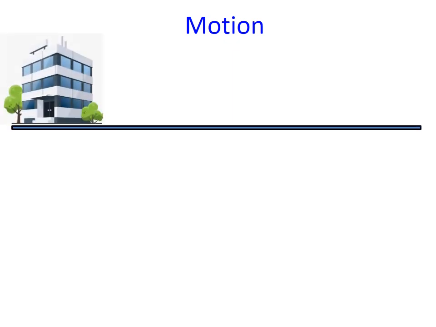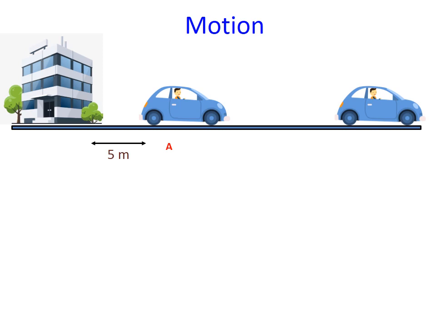Now we will learn about motion. To understand motion, first we will see the figure below. The car is located at point A. Point A is located 5 meters from the building. After that, the car moved to point B. Point B is located 15 meters from the building.